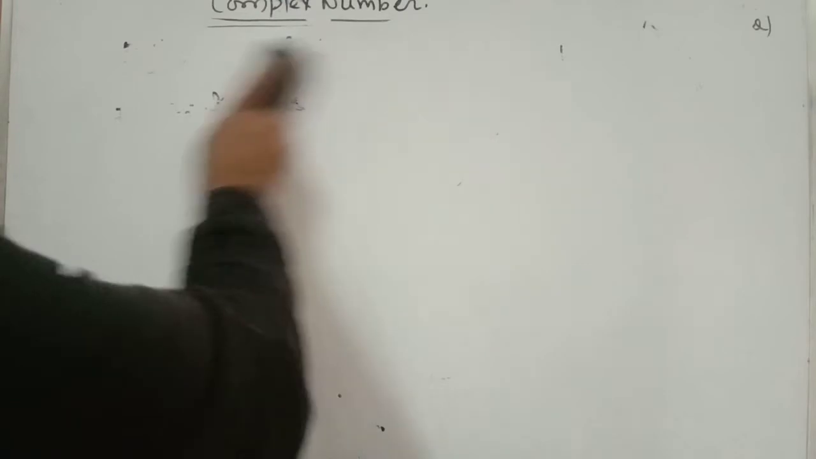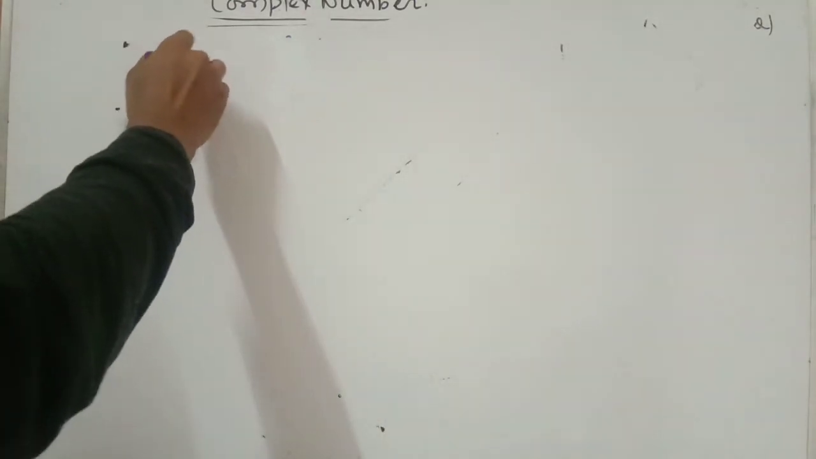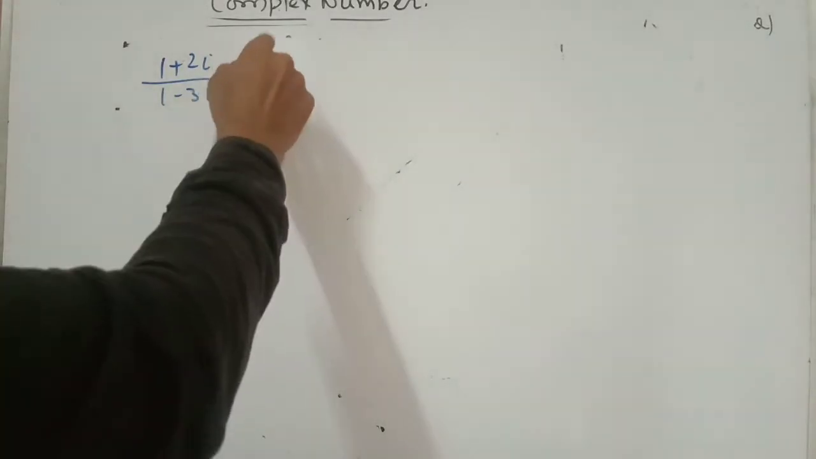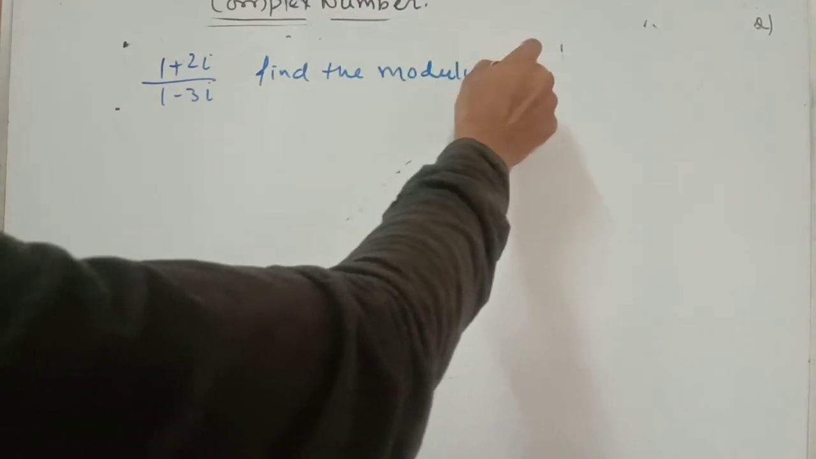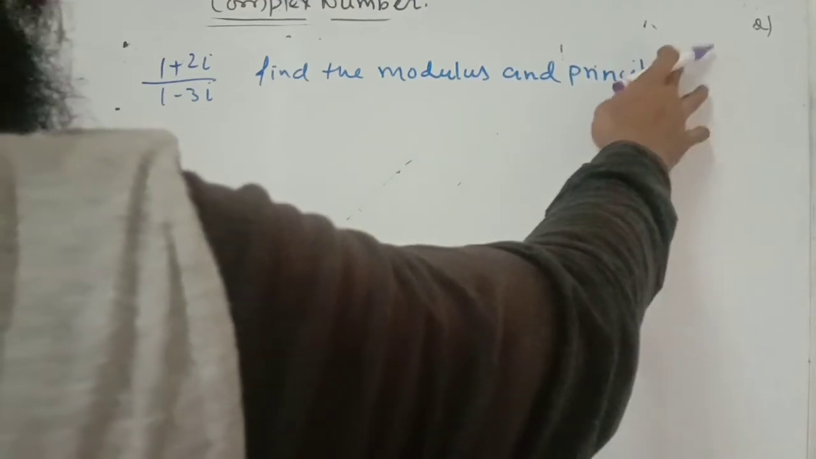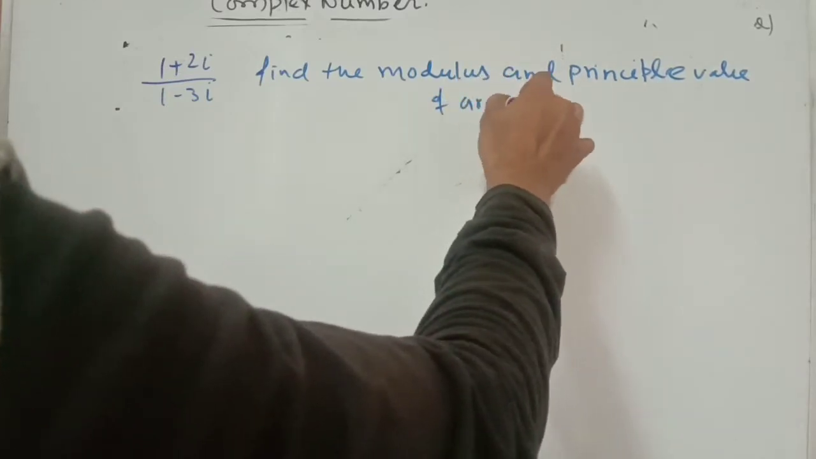So let me consider an example. Find the modulus and the principal value of the argument of the given complex number. Let me consider 1 plus 2i over 1 minus 3i as an example.